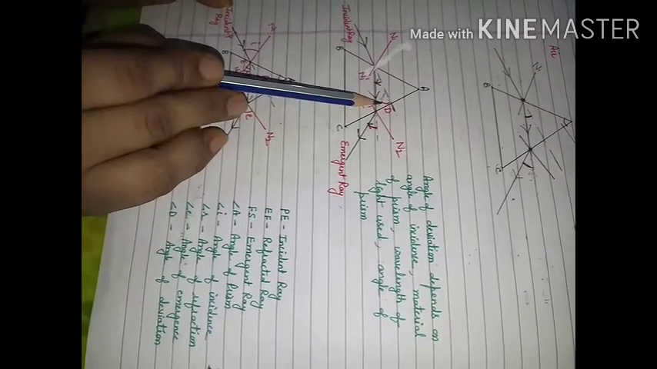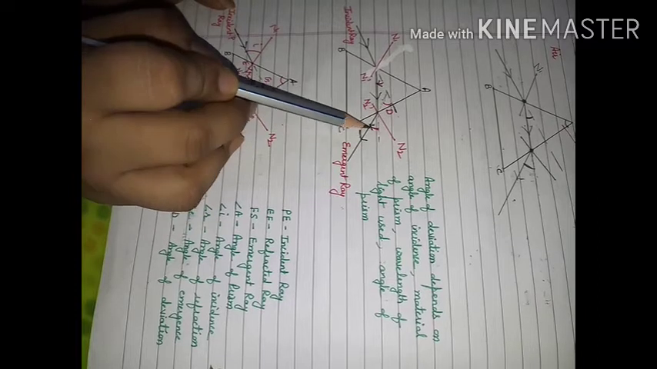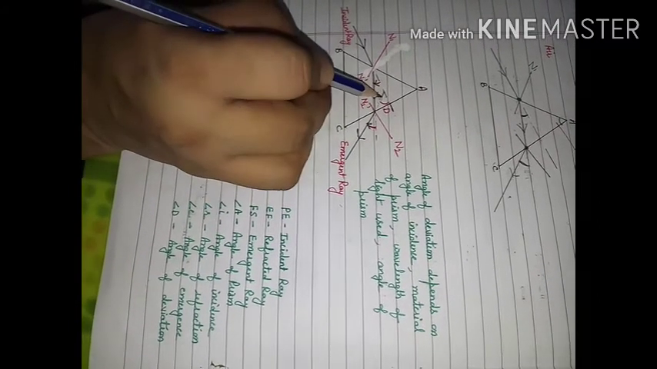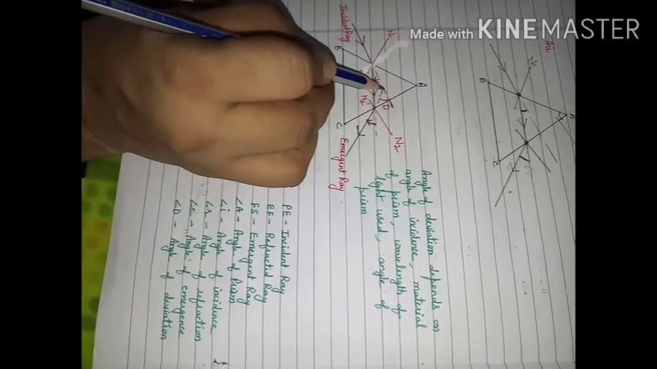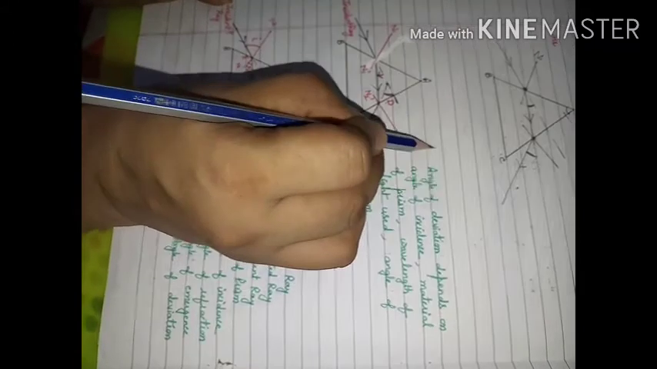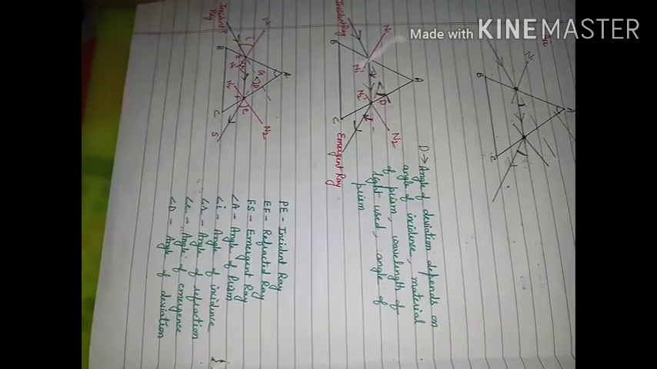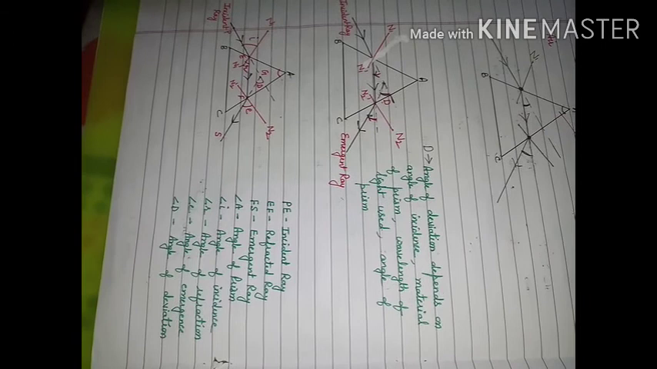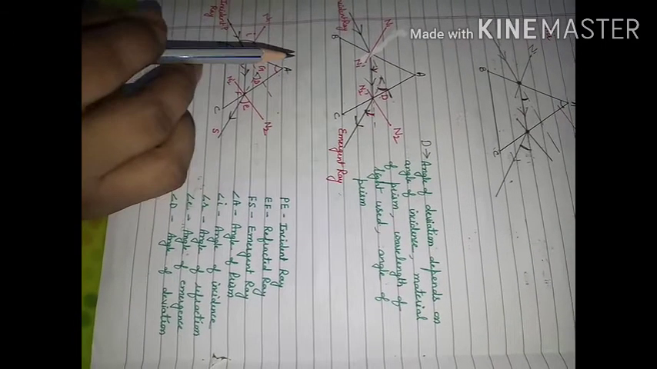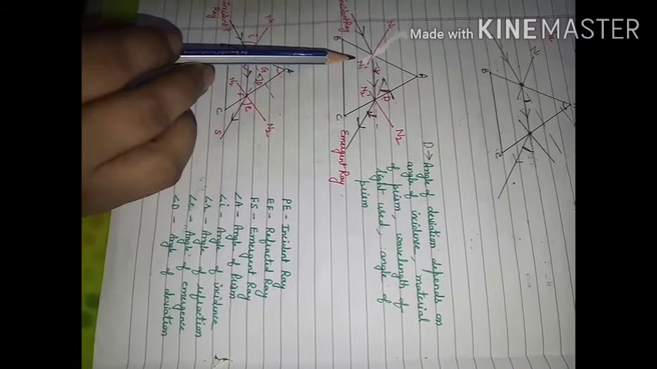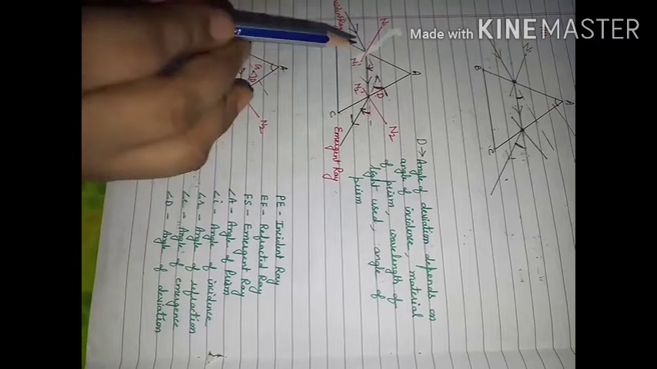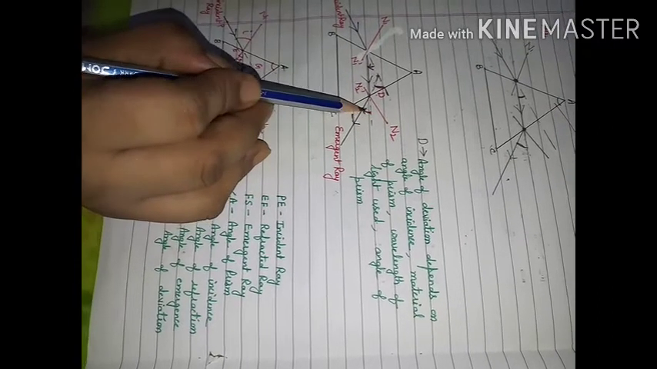To find that angle, we will produce this emergent ray in the backward direction like this, and we will find this angle. Now this angle D is known as the angle of deviation. What is the angle of deviation? The angle by which the ray of light changes its path when it suffers refraction through a prism. See, actually this angle will be the sum of this angle and this angle.